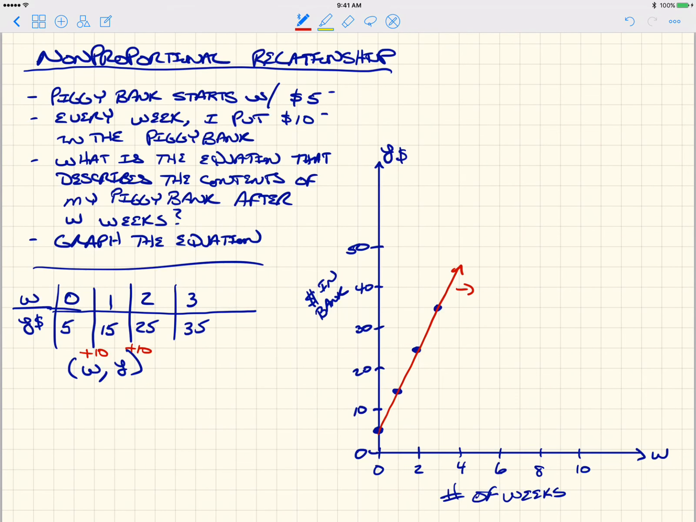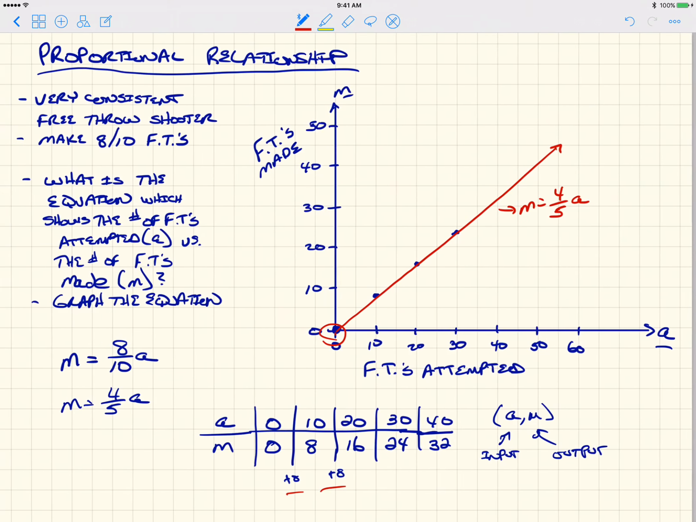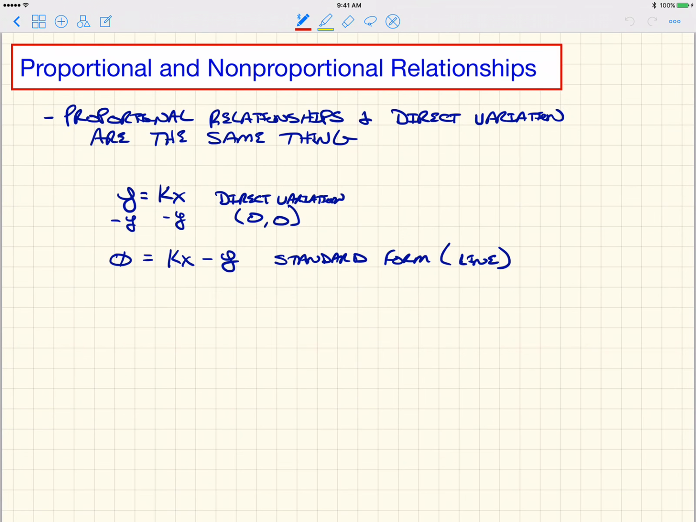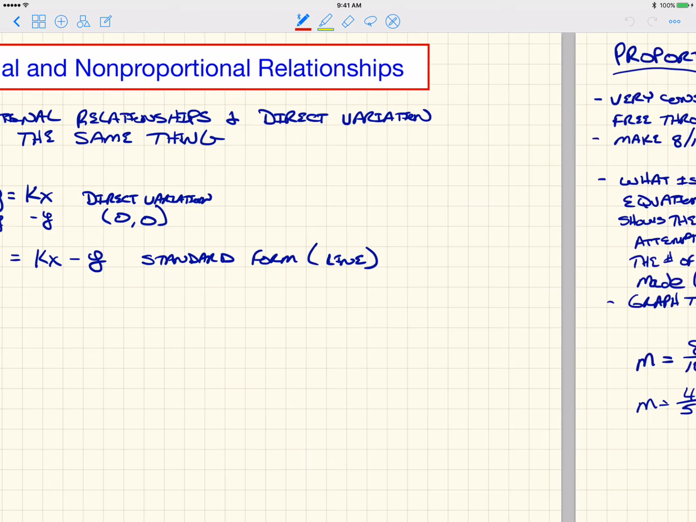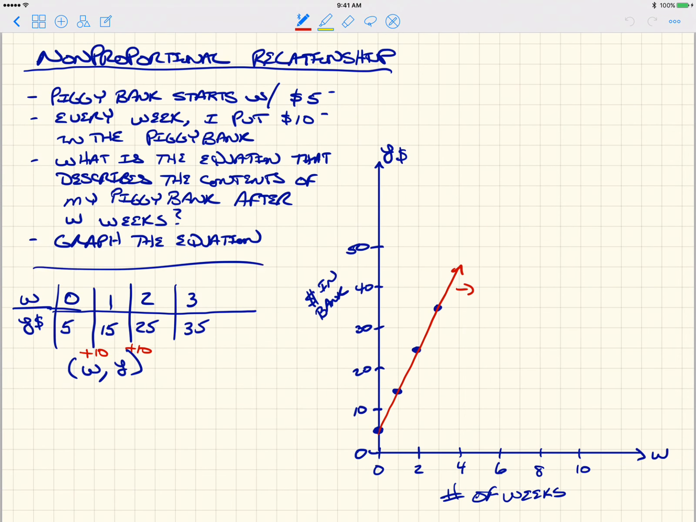It is not a proportional relationship because at week 0, I have $5. The definition of a proportional relationship is the same as that of direct variation, which is that the line must pass through (0, 0), and it must be a line. So even though this is a line, it does not pass through (0, 0). So this is non-proportional.